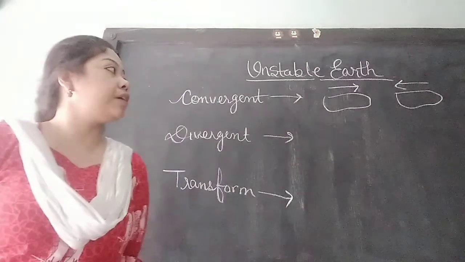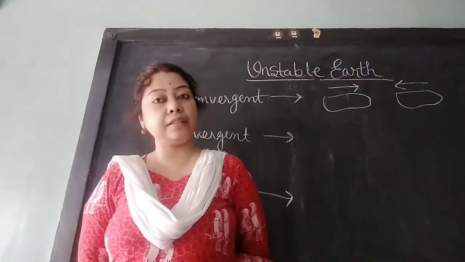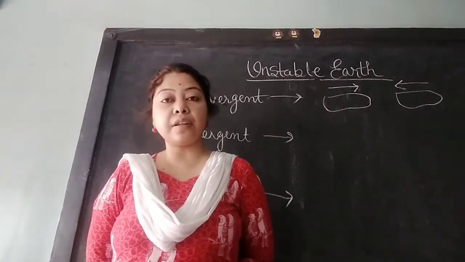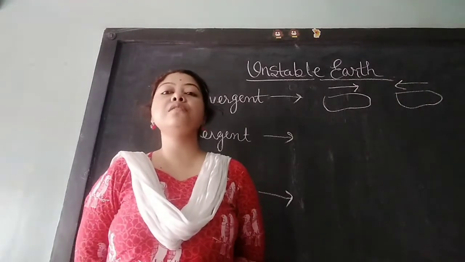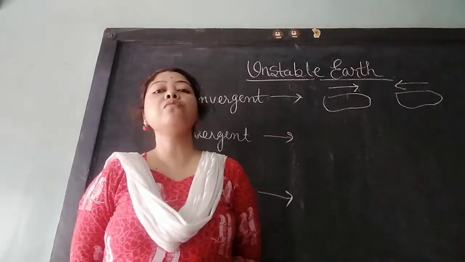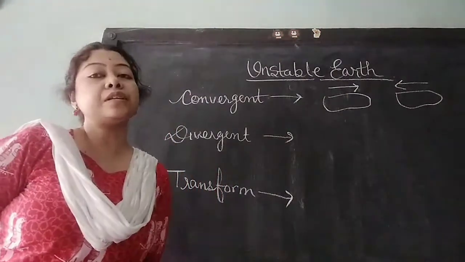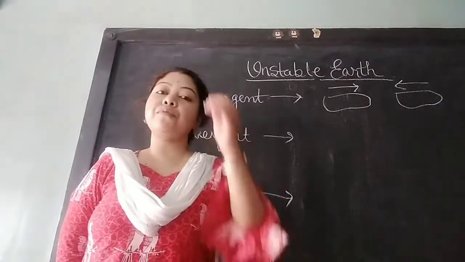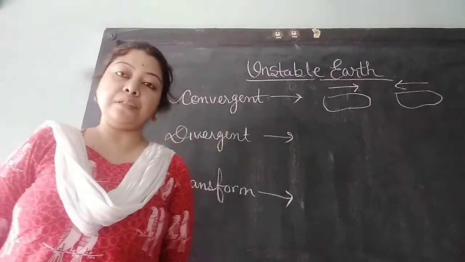Convergent plate boundary results in the formation of earthquakes and volcanic eruptions, and both are destructive in nature and cause huge destruction. So the other name of convergent plate boundary is destructive plate boundary.